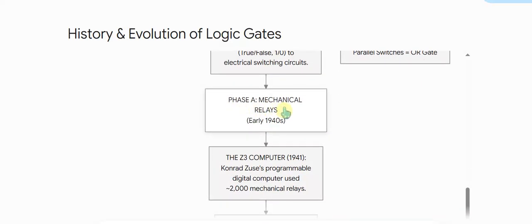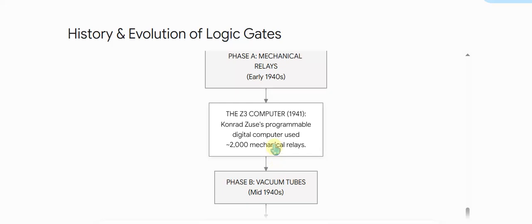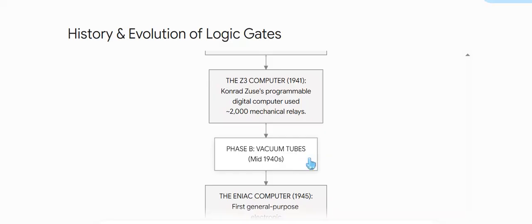Then afterward, phase A comes, with mechanical relays in the 1940s, where they especially focused on the mechanical. Then in 1941, after some gap, came the Z3 computer by Konrad Zuse. It was programmable, a programmable digital computer. In this, for general calculation, 2000 mechanical relays were used. And then phase B comes, where vacuum tubes were utilized.